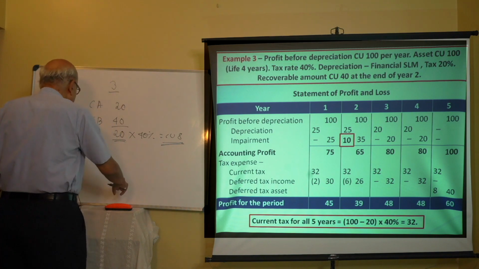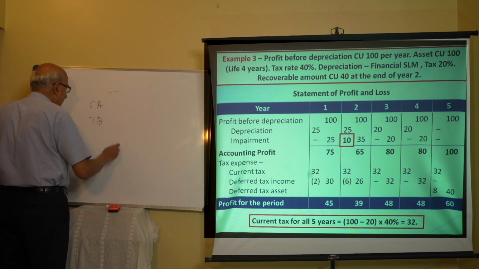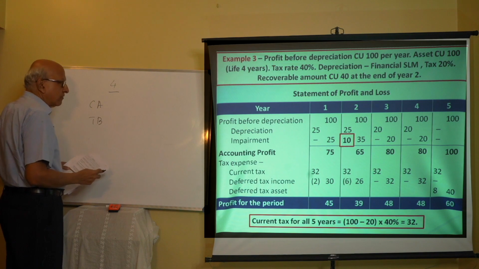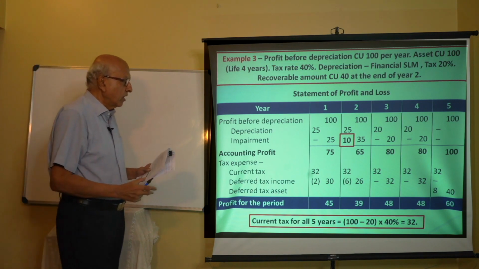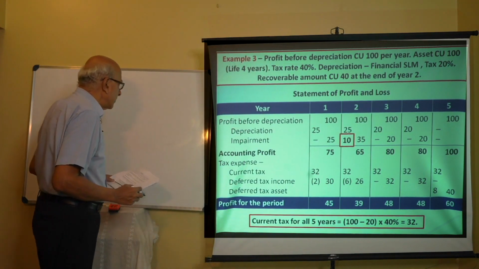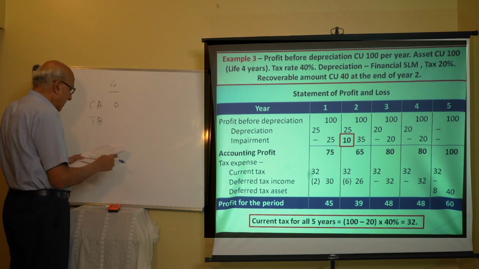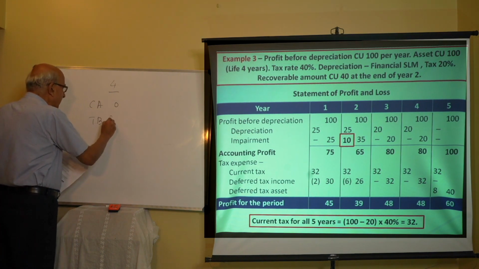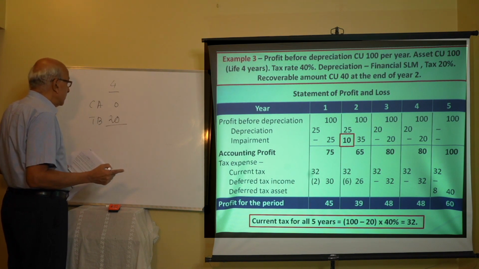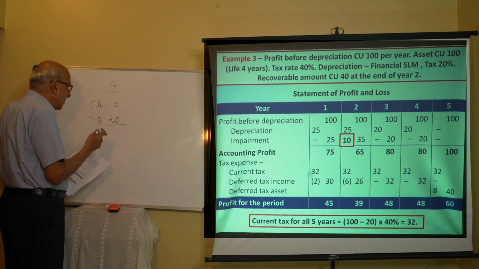Year 4. What is the carrying amount? Carrying amount is 0. 40 here, 20, 20 gone. Carrying amount is 0 at the end of the 4th year, because life is 4 years. Tax base is 20. They allow 20 rupees per year for 5 years. So at the end of year 4, 80 gone, 20 remains.